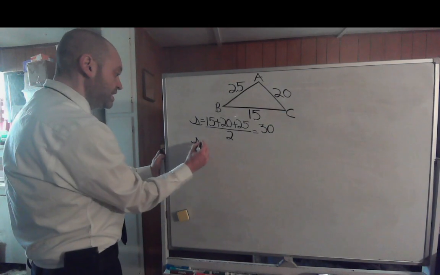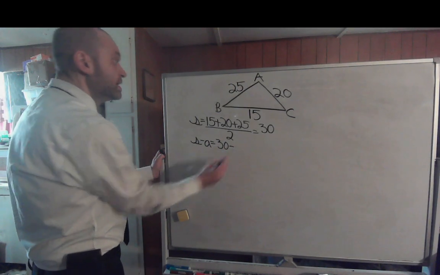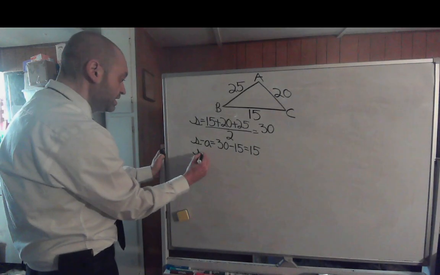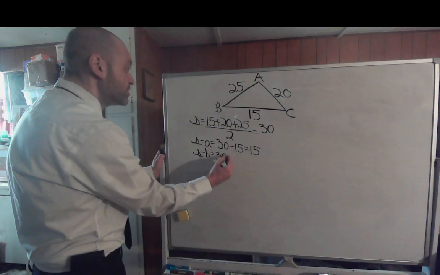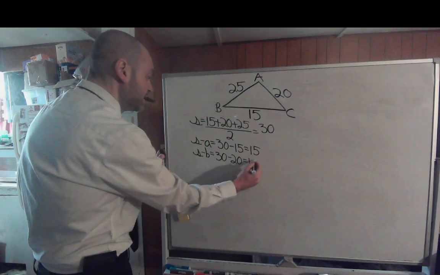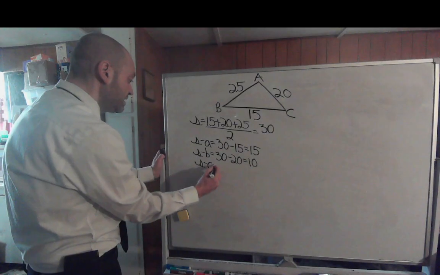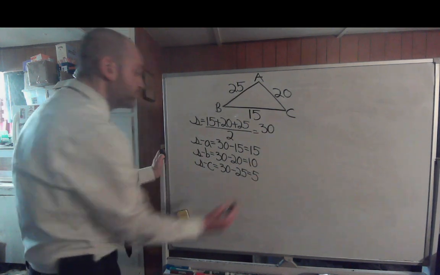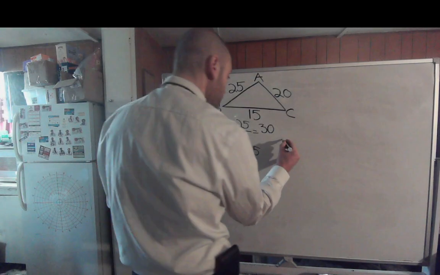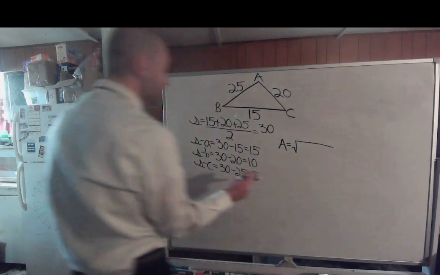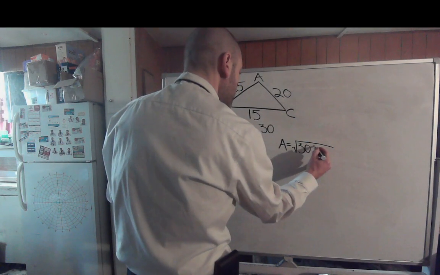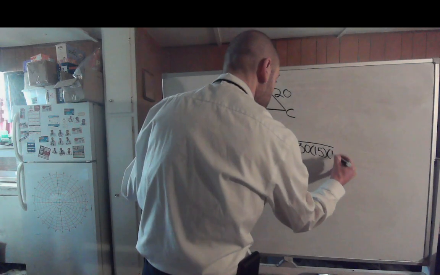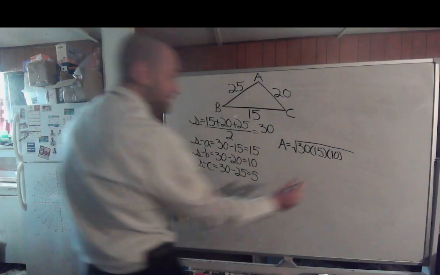Now let's find S minus A, which would be equal to 30 minus your A of 15, which is equal to 15. Now let's find S minus B. That's equal to 30 minus your B of 20, which would end up being 10. Then let's find S minus C. That's going to equal 30 minus your C of 25, which would just be 5. All right, now that we got everything, let's put this into the square root. So the area would equal the square root of our S, which is 30, times our S minus A, which is 15, times our S minus B, which is 10, times our S minus C, which is 5.